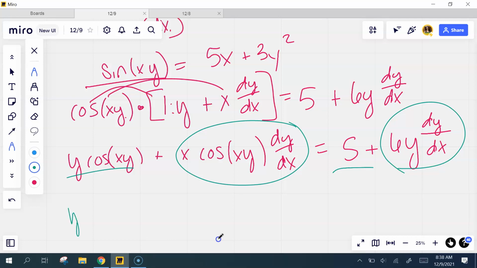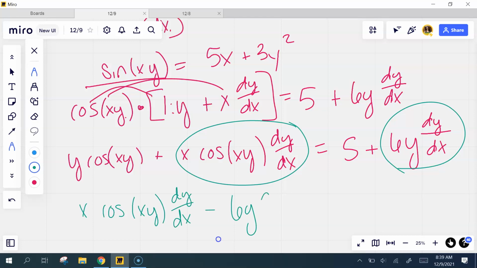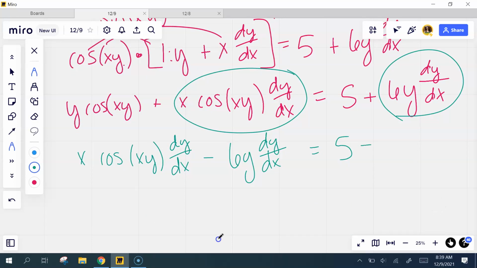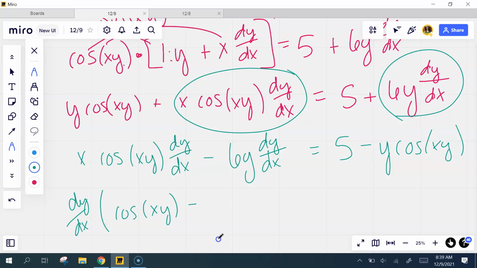So let's put the dy/dx's on this side. Let's do x cosine xy dy/dx minus 6y dy/dx equals 5, look, it's Christmas colors, minus y cosine xy. That's right. Factor that dy/dx out. Y'all have come so far. I'm so proud. Then divide by x cosine xy minus 6y, and the answer is 5 minus y cosine xy over that.